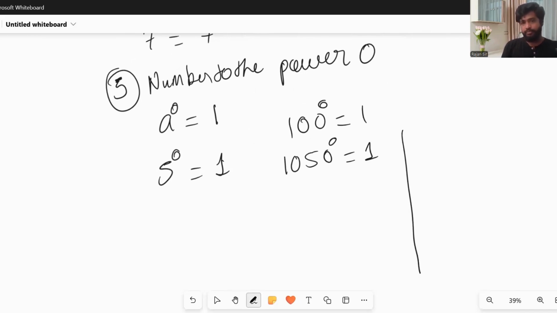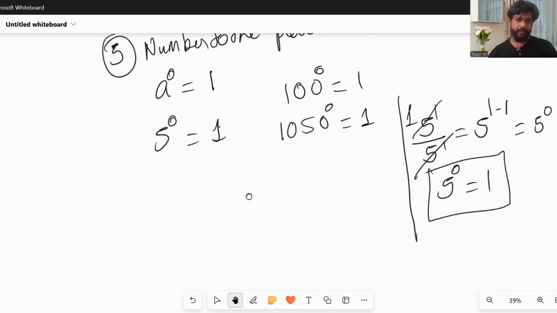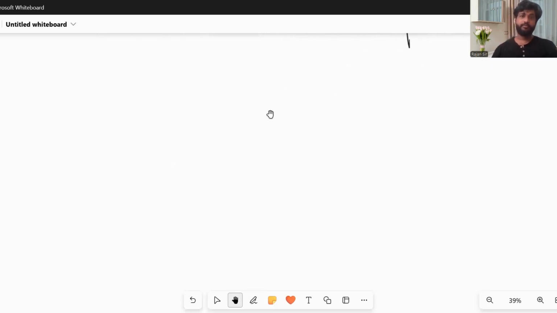Let's take a simple example for raised to 0. Let's say we have 5 upon 5. This is raised to 1, this is raised to 1, correct? Now using our formula, a raised to m upon a raised to n, we write 5 raised to 1 minus 1, and the answer comes as 5 raised to 0. Now we can directly do this: 5 and 5 get cancelled and the answer is 1. So we understand 5 raised to 0 is 1. This is how you can understand and explain this formula to others as well. Now this was the main 5 formulas.